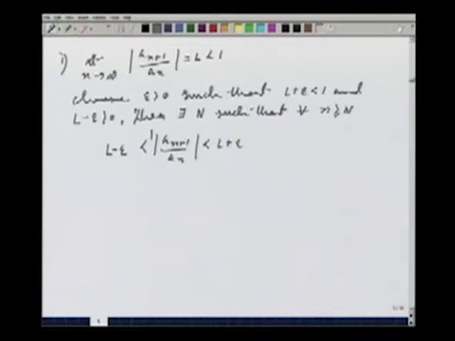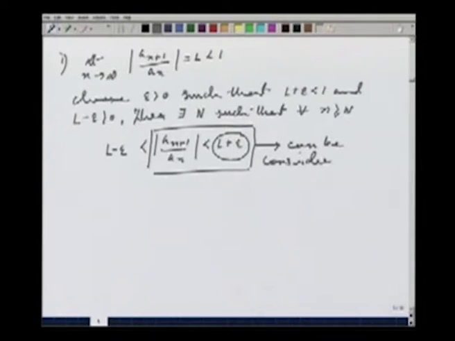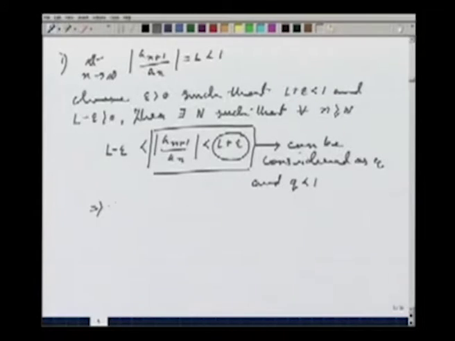Okay. Now I just concentrate on this part. This is true for all n bigger than or equal to capital N. So according to the previous result which I have proved, this quantity L plus epsilon can be considered as Q. And since by my choice L plus epsilon is less than 1, this Q is less than 1. This implies summation an converges by the previous result. The previous result was if after some stage modulus of an plus 1 by an is less than Q, where Q is less than 1, then the series converges. Here I got exactly the same thing. Instead of Q I got L plus epsilon, which is less than 1. So this can be considered as Q and hence the previous result applies.